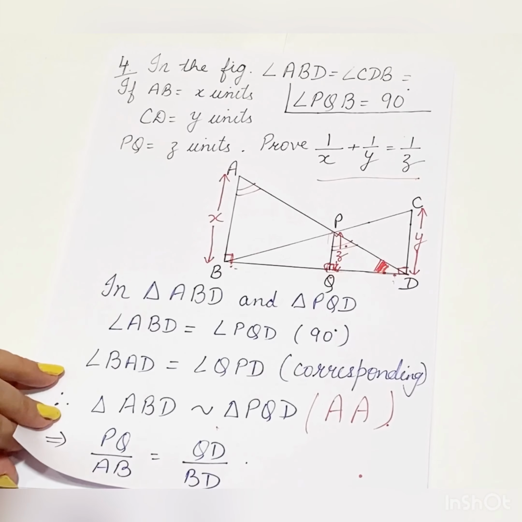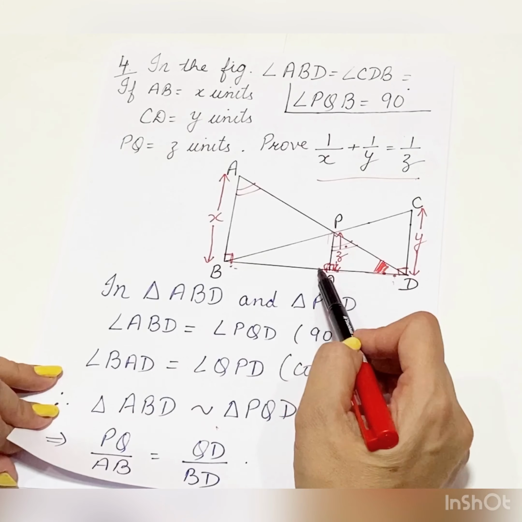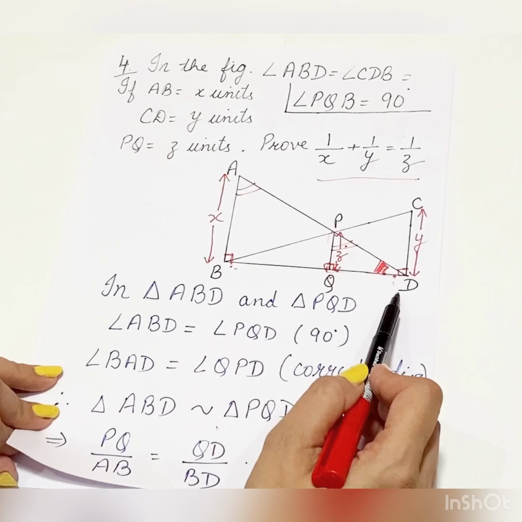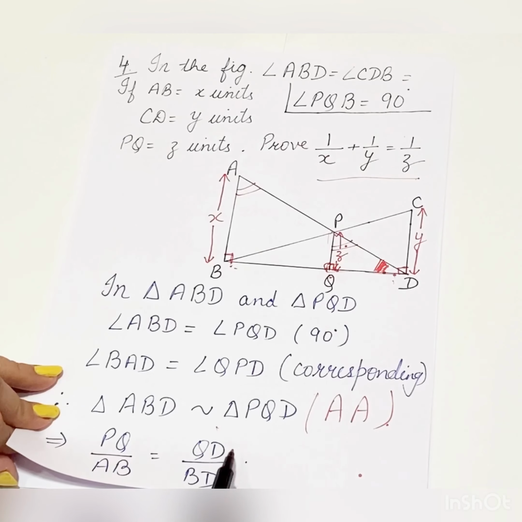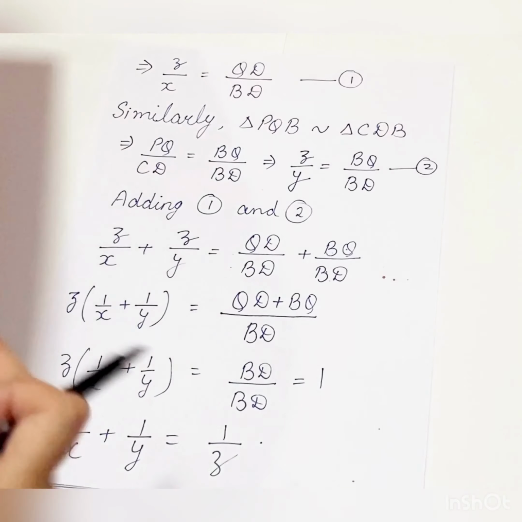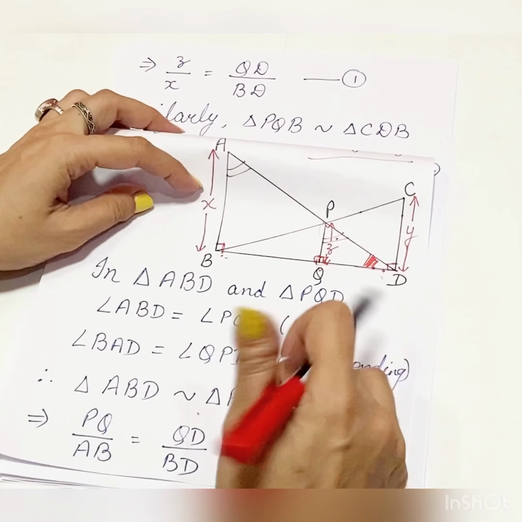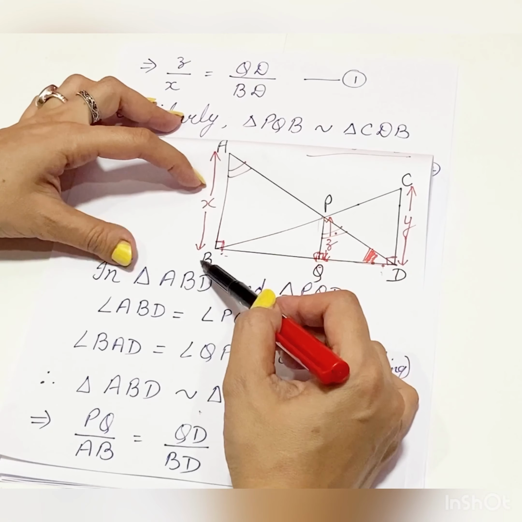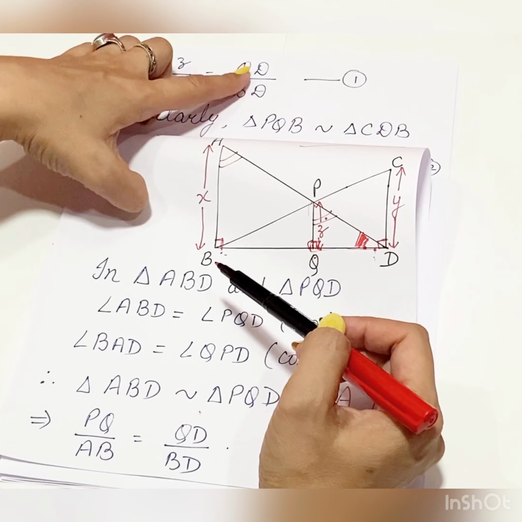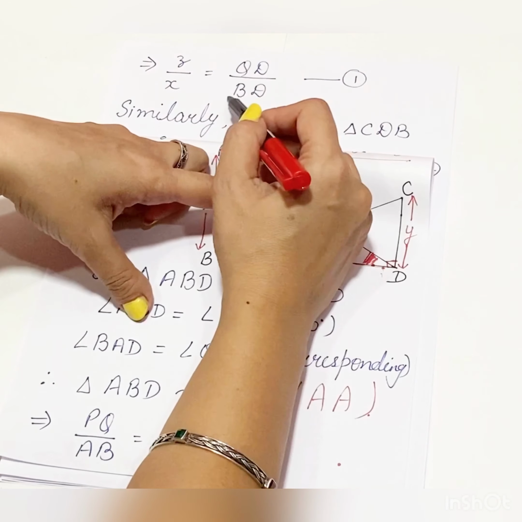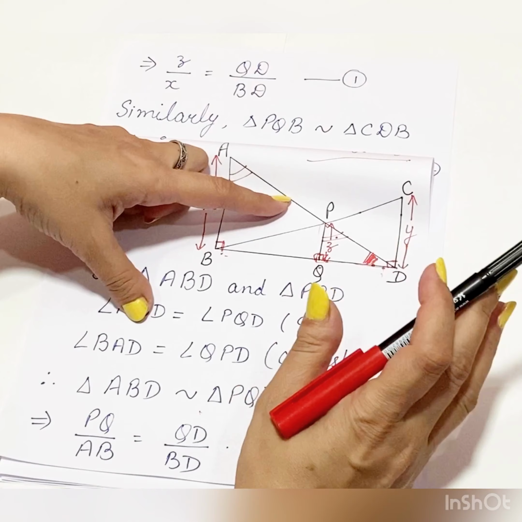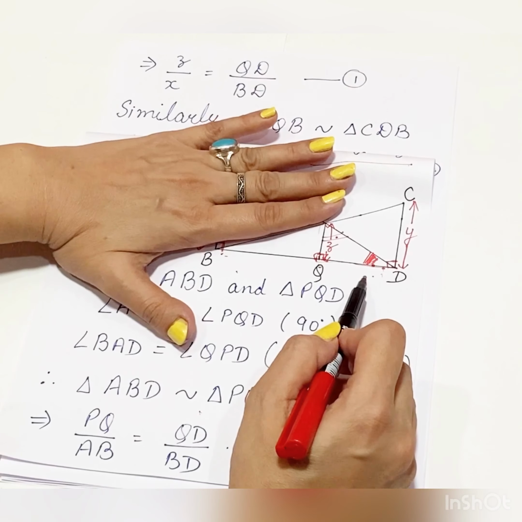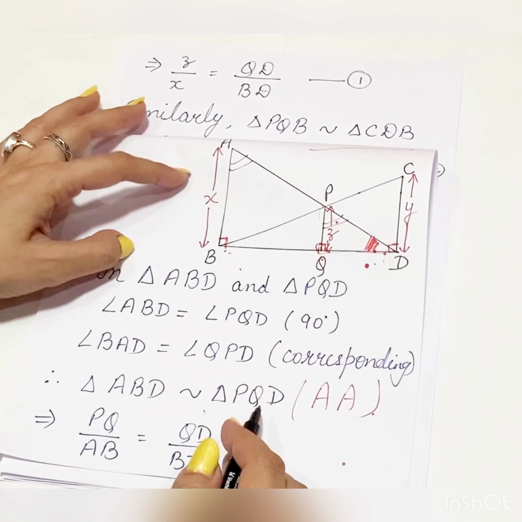And then we'll take the ratio of the sides. Corresponding to PQ, we have the side AB. Corresponding to QD, we have the side BD. So PQ upon AB is equal to QD upon BD. Now this PQ is how much? Z, and AB is X. So we get Z upon X is equal to QD upon BD. Basically children, we are keeping QD upon BD on one side, and we are going to find the relation by taking the other triangles also. Clear? So this is equation number 1.